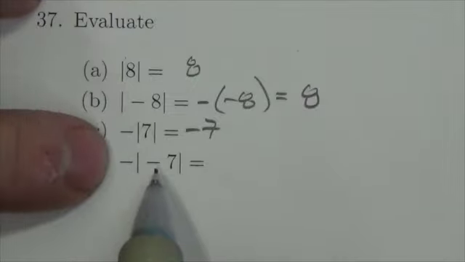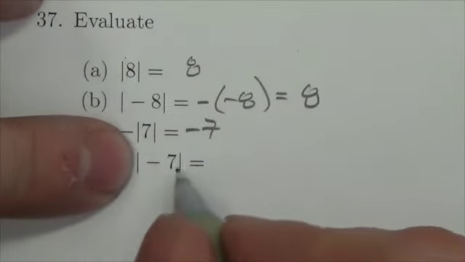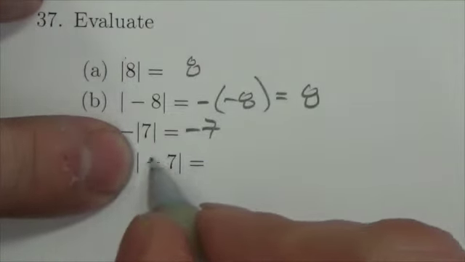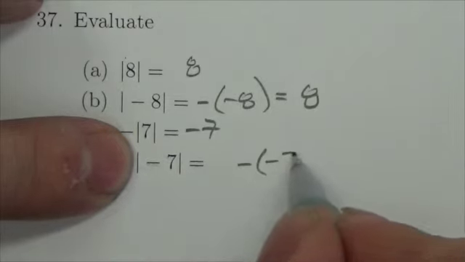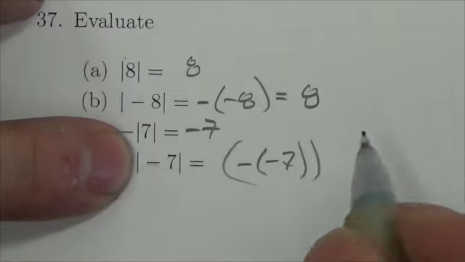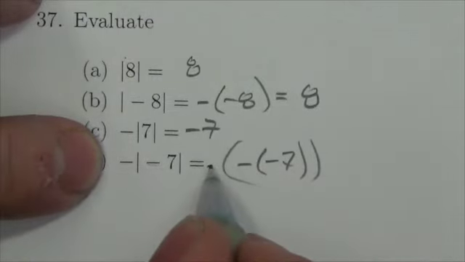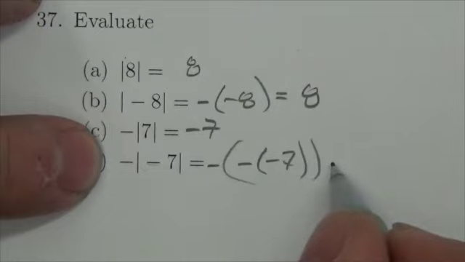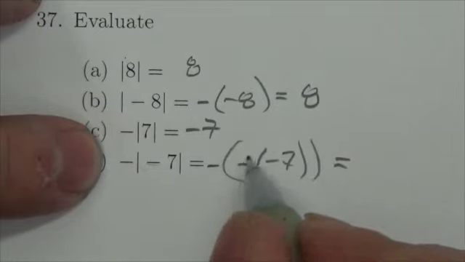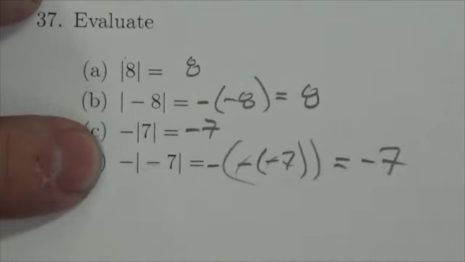Here, there's a negative outside and a negative inside. So on the inside here, because that's a negative inside the absolute value, it will throw another negative in front of it, and then there is another negative in front of that. So this is the negative of -7. But the truth is, two of those will cancel out. You're still left with -7.